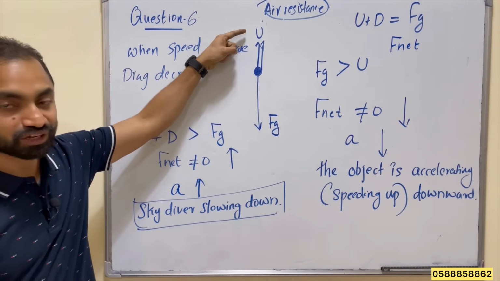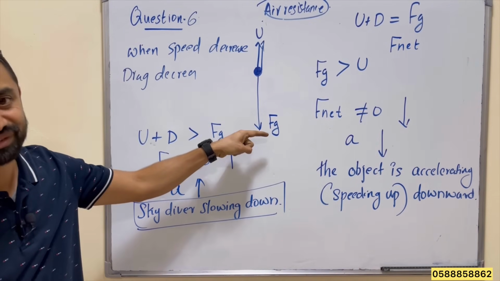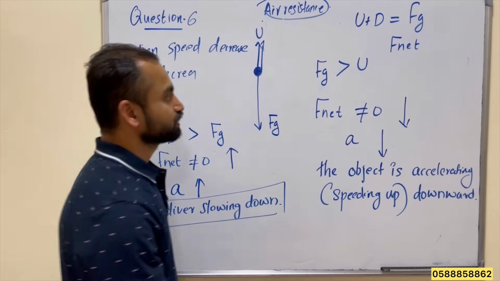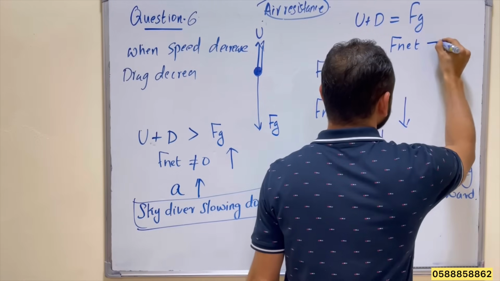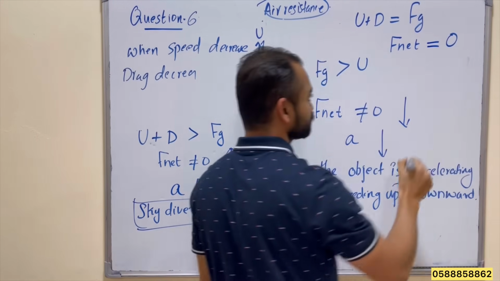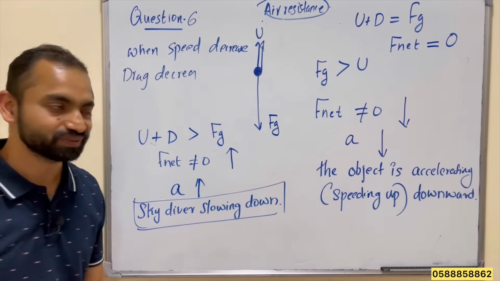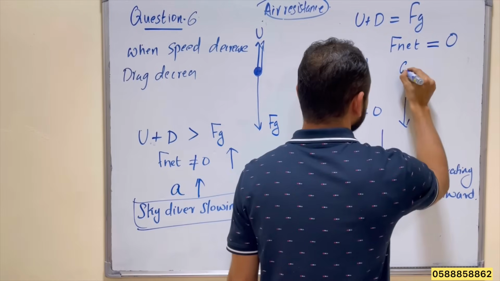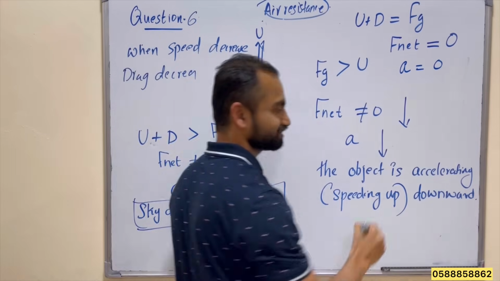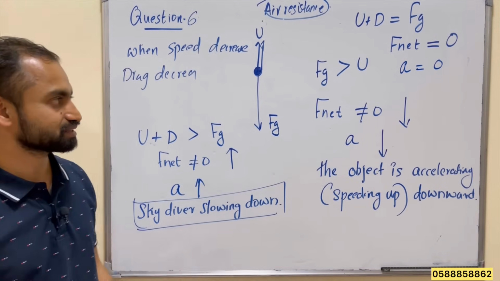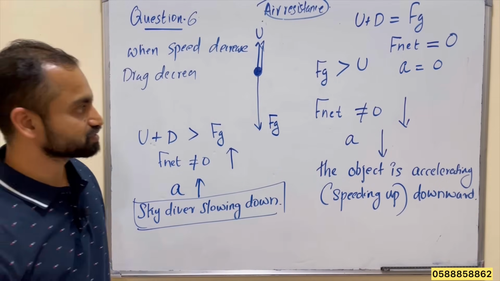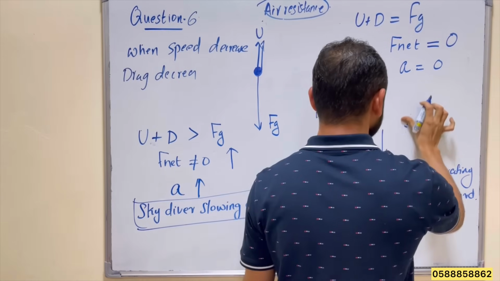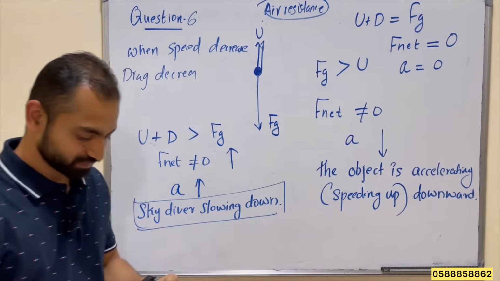Total upward force is equal to downward force. Opposite forces are equal. If opposite forces are equal, forces will be balanced, right? So net force is equal to 0. If net force is equal to 0, will there be acceleration? No. If net force is 0, no acceleration. Acceleration is 0. If acceleration is 0, what happens to the skydiver?